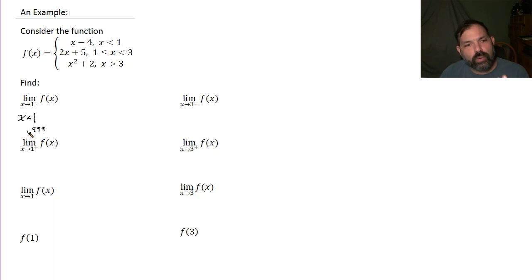All right, so if this were my x value, it's pretty close to 1. And if I'm approaching from the left and I'm less than 1, then I would be following the first rule, right? The x minus 4 rule. And so if my x value is pretty close to 1, then x minus 4 should get pretty close to negative 3. Right, because a number close to 1, subtract 4, that's going to be close to negative 3.